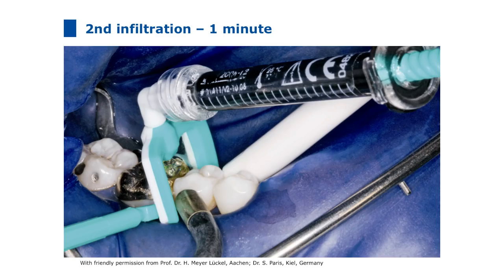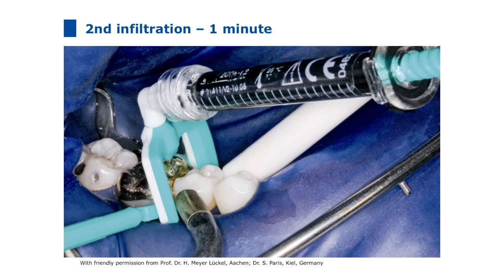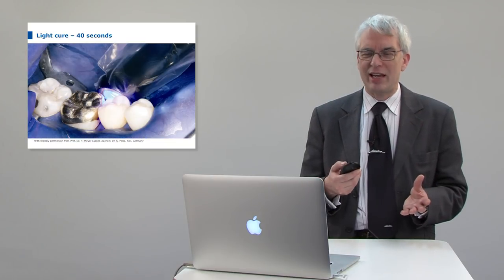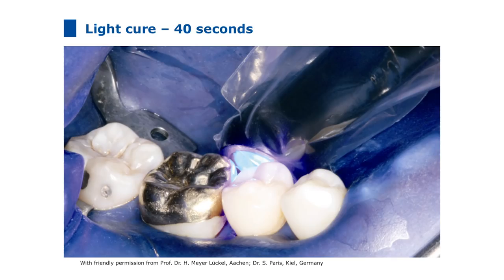And after this, it's time for the second infiltration. This second infiltration is a safety measure. We want to make absolutely sure that everything will be sealed. Remember Edwina Kidd? The seal is the deal. So we do this again, and in this case, we only do it for 1 minute. And after this 1 minute, again, we clean off the excess, we light cure for 40 seconds, and that's it.